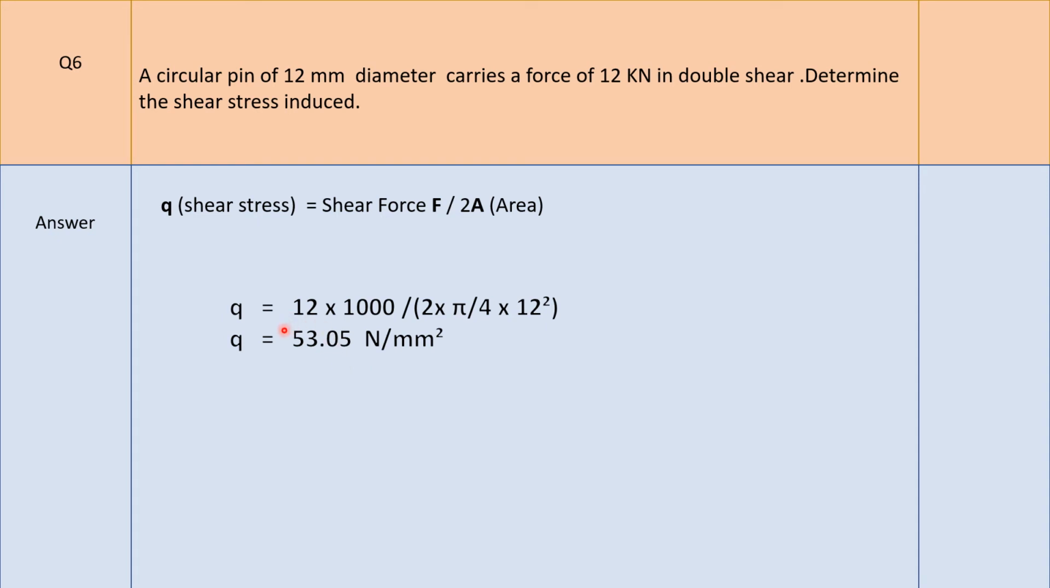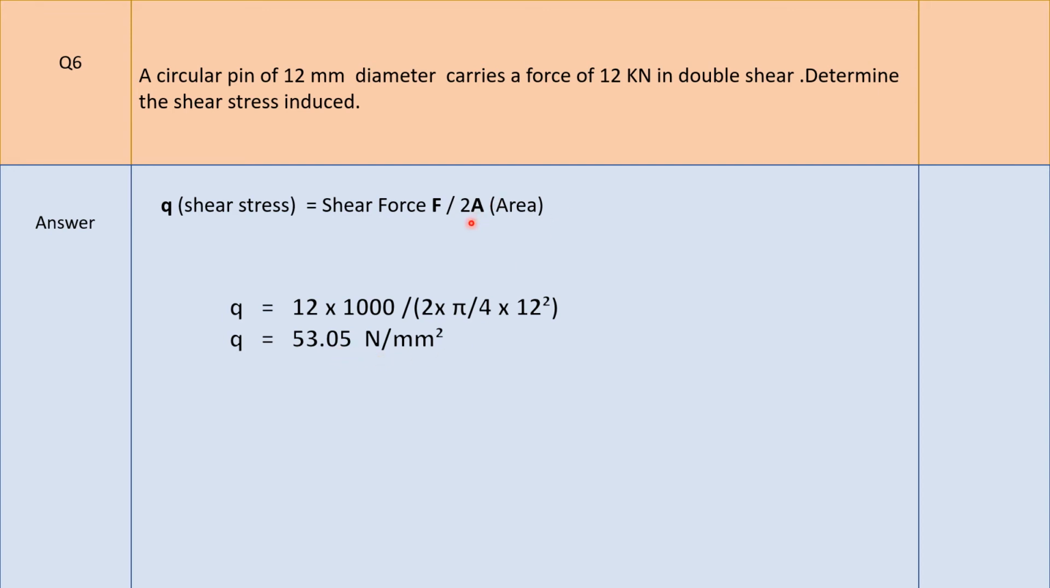Now take the calculators in your hand and start pressing the button from here. 12 into 1000 divided by bracket open 2 into shift pi divided by 4 into 12 x square, bracket close, is equal to, and you will get this answer 53.05, and unit will be Newton per mm square.